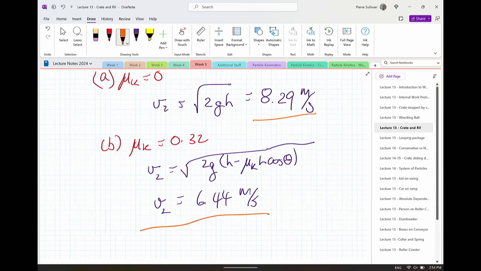If I add a friction term to it of 0.32, I'll get a slightly different expression, one that includes the mu sub k, and I end up with 6.44 meters per second. So that kind of gives me some confidence in my results because, one, when there's no friction, I have higher speed at the bottom of the ramp than I have with friction. And so that's something I'll be looking for as I'm solving these problems. Any questions on this particular problem?